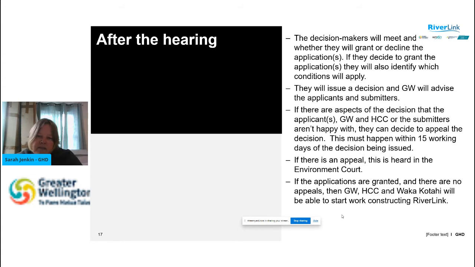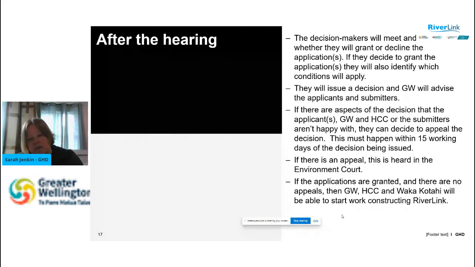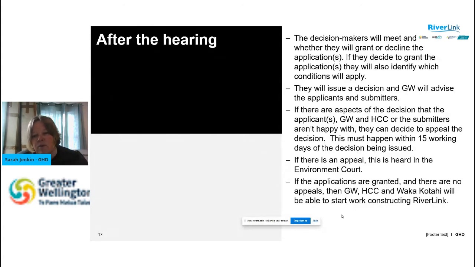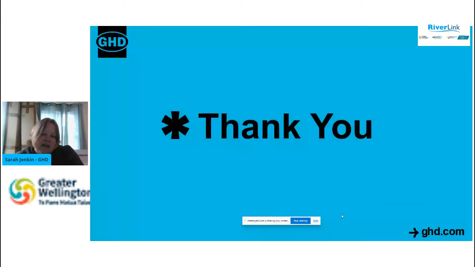And if there are aspects of the decision that the applicants, the council, or the submitters aren't happy with, they can decide to appeal to the Environment Court. And there's a time frame that needs to happen in. If the applications are granted and there are no appeals, then Greater Wellington, Hutt City and Waikakotahi will be able to start work constructing RiverLink. So that's the end of my run through in terms of what the submission process is, what happens during the hearing, what happens after the hearing.